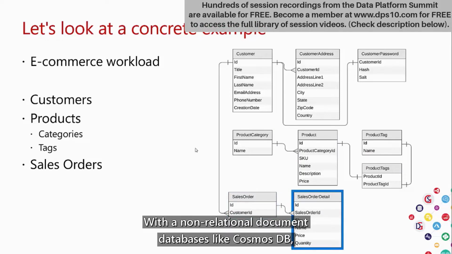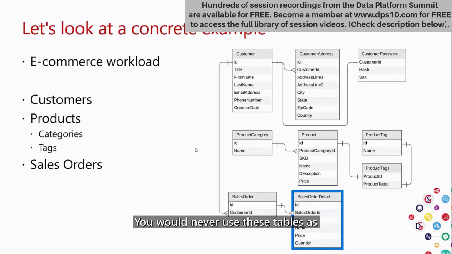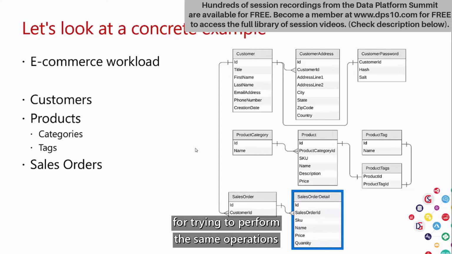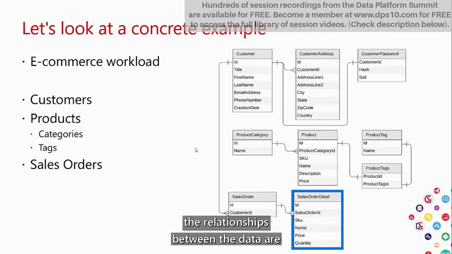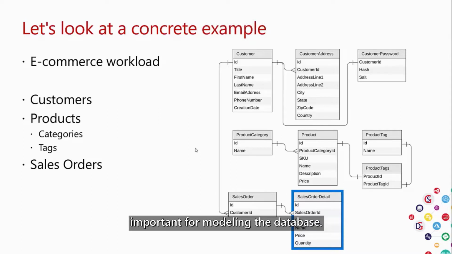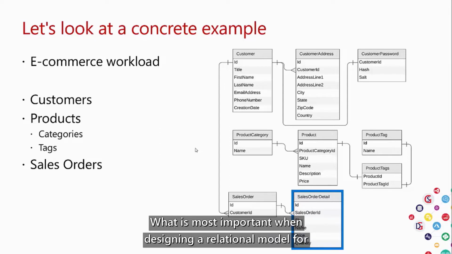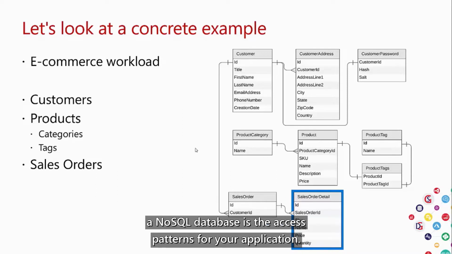With a non-relational document database like Cosmos DB, there isn't much we can do with that. You would never use these tables as is because the cost of performance for trying to perform the same operations you need to do would be prohibitive. Another thing I want to point out too is that in a relational database, the relationships between the data are important for modeling the database. For a NoSQL database, these are only part of the story. What is most important when designing a relational model for a NoSQL database is the access patterns for your application.